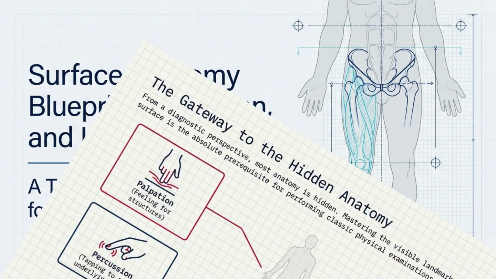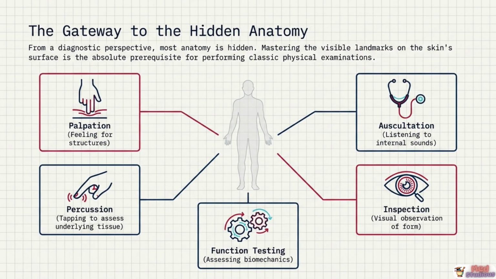Let's begin. Before we map individual landmarks, we need to understand why surface anatomy exists as a clinical discipline. From a diagnostic perspective, most anatomy is hidden. The heart, the liver, the femoral artery, the sciatic nerve, none of these are directly visible. Yet clinicians access information about all of them every day using nothing more than their hands, their eyes, a stethoscope, and their knowledge of what lies beneath the surface. This is why mastering the visible landmarks on the skin's surface is the absolute prerequisite for performing classic physical examinations.